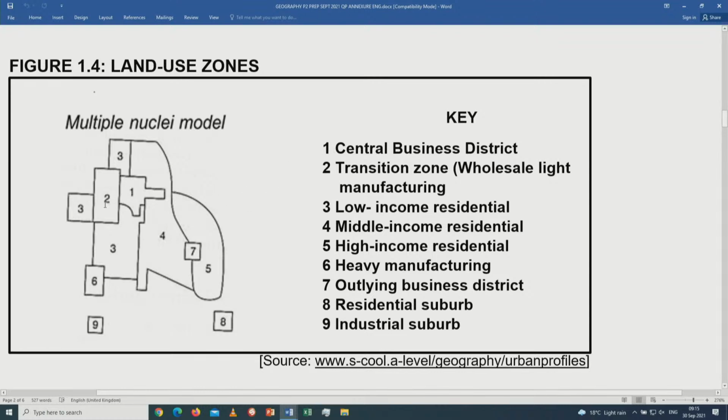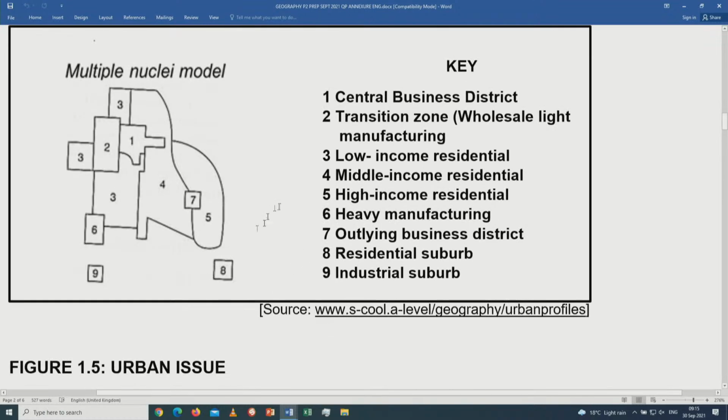At 2 here is our transition zone, wholesale light manufacturing. At 3, and here and there, we have low income residential. Then at 4 here, we have middle income residential. Then at 5, high income residential. At 6, heavy manufacturing. And then at 7 here, we have the outlying business district. And then at 8, we have residential suburb. And then at 9 there, we have industrial suburb. Now let's go directly to the questions there.